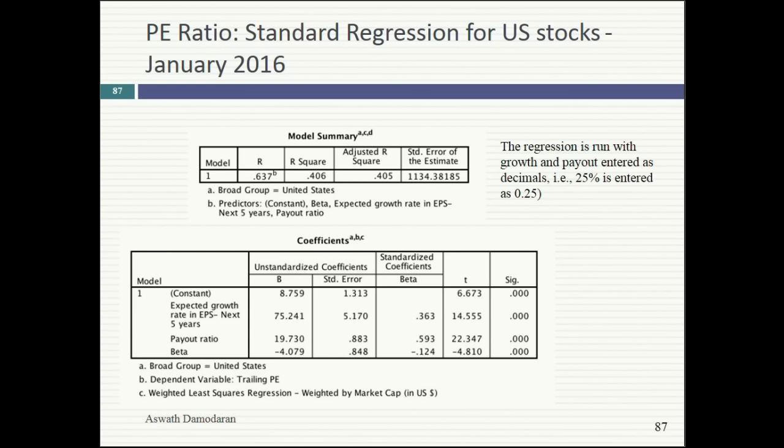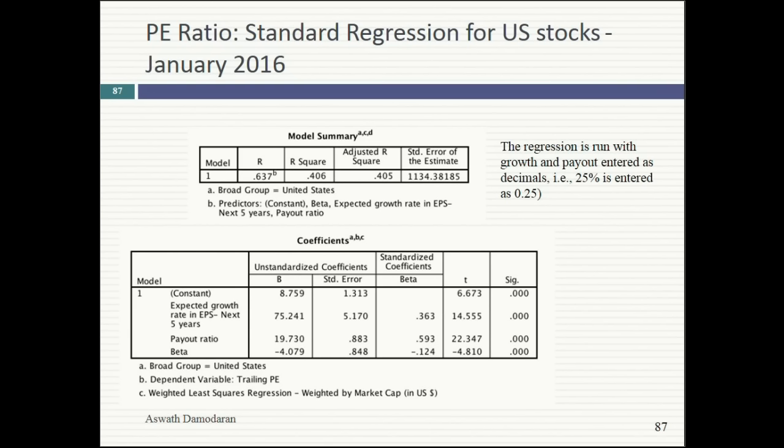That's the base from which I'm going to build up my PE ratios. Don't read too much into it, but other than the overall level of the market is going to be captured there. If the market is up, the PE ratio for the entire market is high, the intercept is going to be high. The PE for the entire market is low, the intercept is going to be low. Every 1% increase in growth rates across U.S. companies increases the P/E ratio by about 0.75.